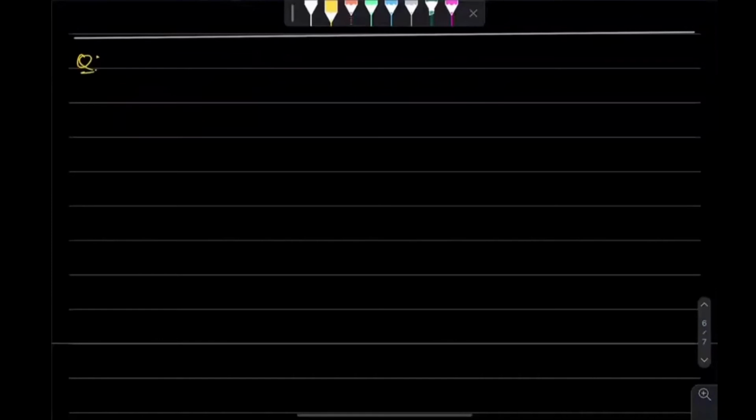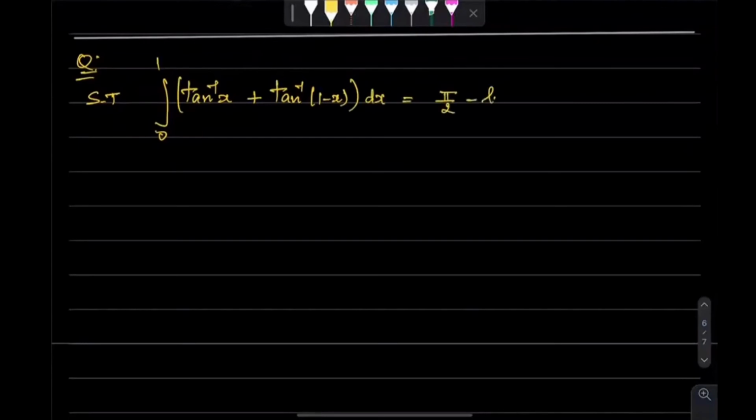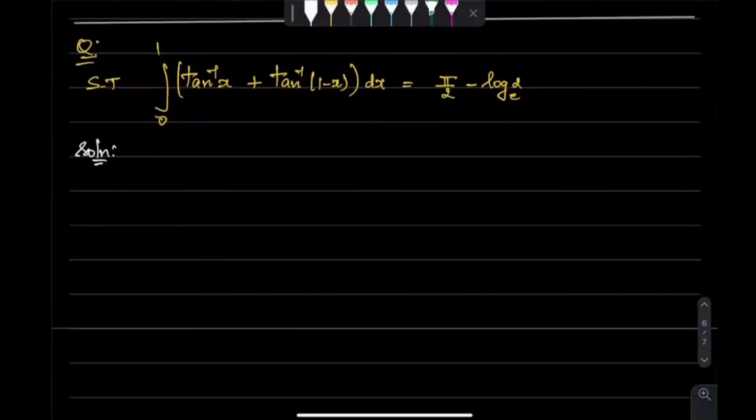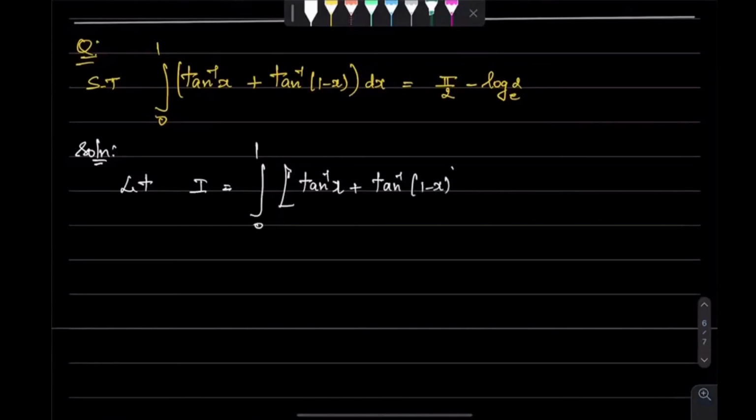Okay, so we'll do this problem now. Show that integral 0 to 1 of tan inverse of x plus tan inverse of 1 minus x dx is equal to pi by 2 minus log 2 base e. Okay, so how do you do this problem? Consider as usual, what will you take first? Let I is equal to, what you'll do children, integral 0 to 1, I'll take tan inverse of x plus tan inverse of 1 minus x dx.